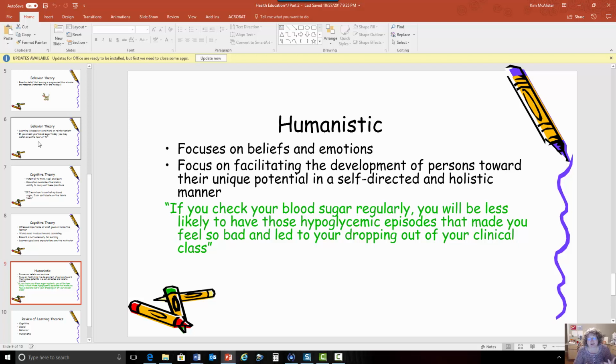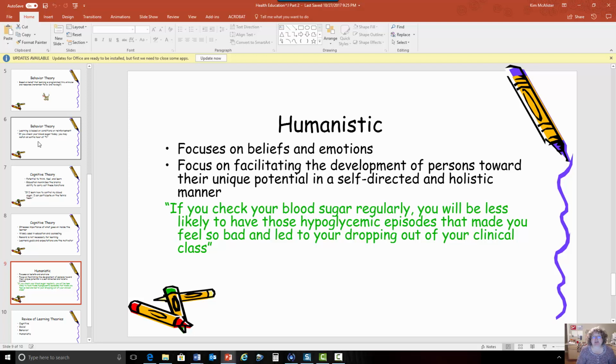And so an example of this would be, if you check your blood glucose regularly, you'll be less likely to have those hypoglycemic episodes that made you feel bad and then you had to drop out of your clinical class and then you couldn't achieve your goal of becoming a nurse. So when we do all of these things, you're healthy enough to go to class and attend clinical and become what you want to be. So it's more of a global and holistic approach to the patient.